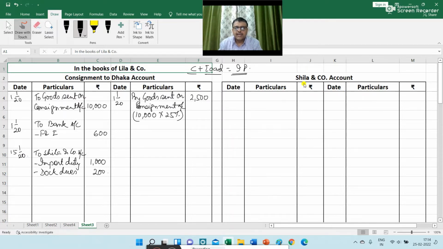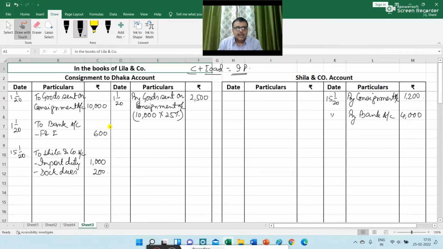So here I am writing in the Sheela and Company ledger on 15th January, by consignment account Rs 1,200. This is the expense that they have incurred, and by bank account 4,000. This is the advance they have remitted.